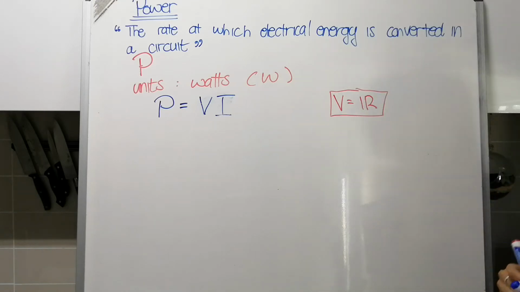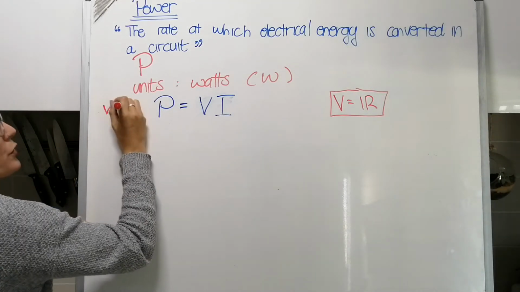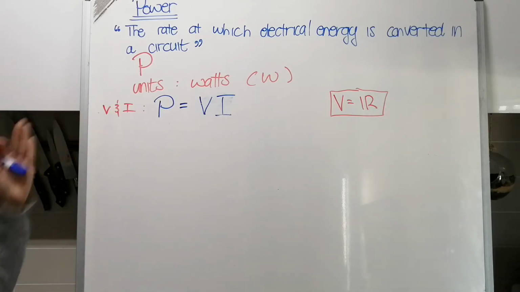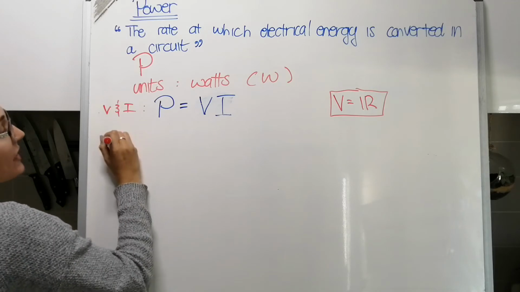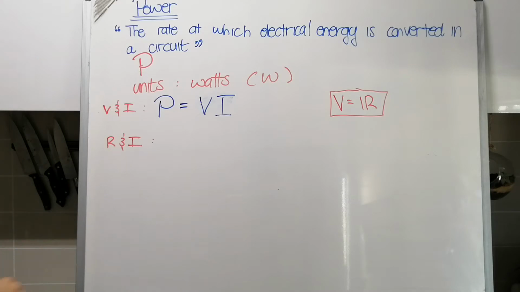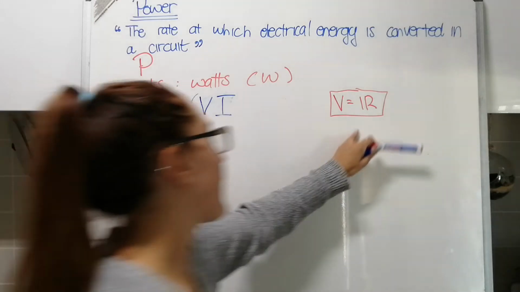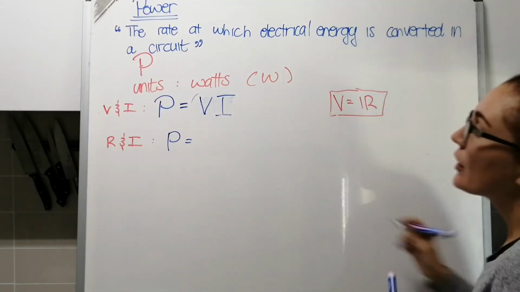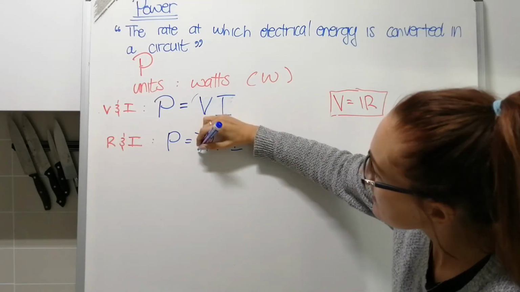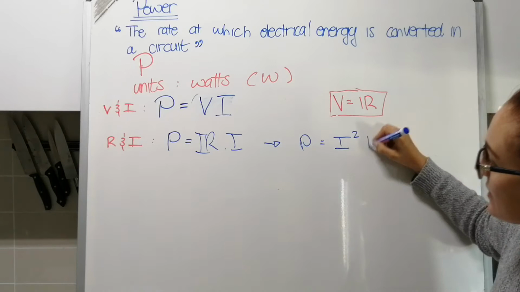Let's say we want to get a formula for power. This is the formula for power when you know potential difference and current. Let's say I wanted a formula for power if I didn't know the potential difference, instead I knew the resistance. So I want a formula for power that has resistance and current in it. In order to do that, I need to get rid of potential difference, using the fact that potential difference is equal to IR. So instead of V, I'm going to write IR times I. And what is IR times I? That is just I squared times R.